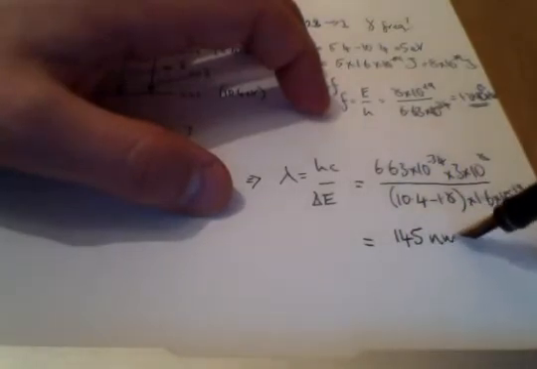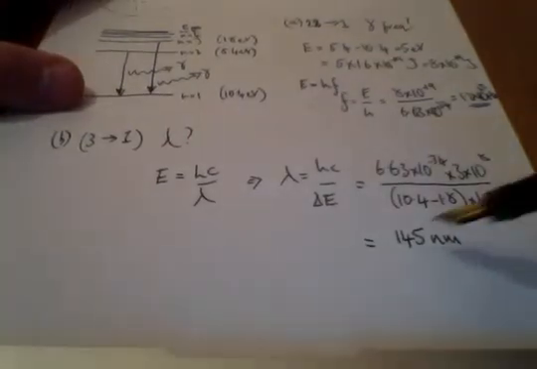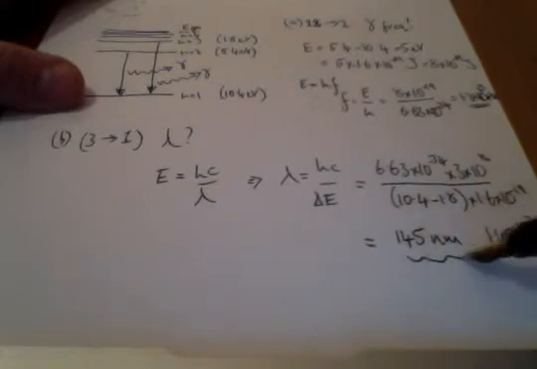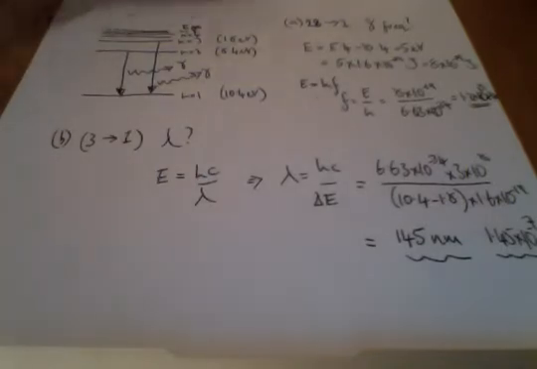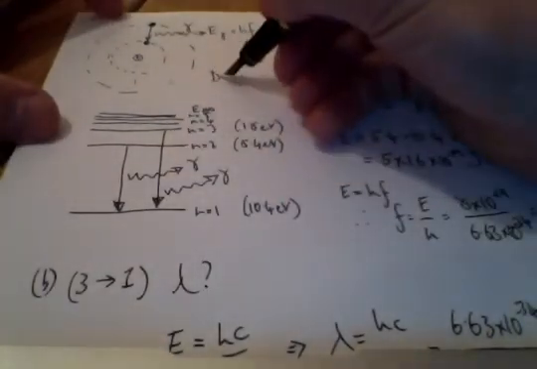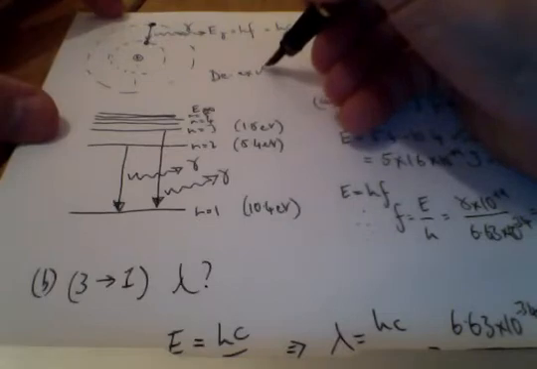145 nanometers, or I should probably encourage you, I don't like it written like that often, 1.45 times 10 to the minus 7 meters. Okay, you might want to double check that for me and tell me if I'm right or not. Good, so we have these transitions. This is the excitation.